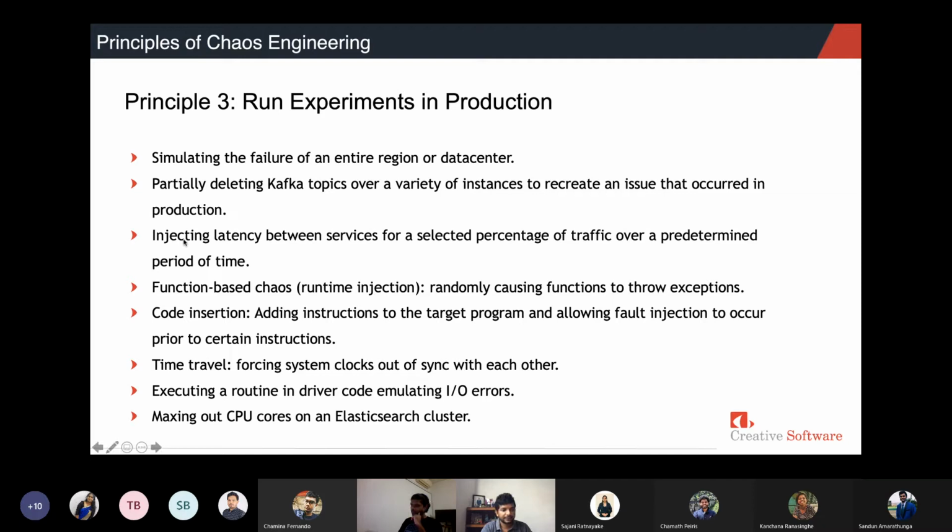And then there are different levels like this. If you look at the end, you can also do time traveling. For example, you force the systems' clocks to be out of sync with each other. Just imagine if your system is using the system's timestamp, the clock of the system. What will happen if it goes out of sync? And you can simulate IO failures, and you can max out the CPU cores of your pods. Things like this could happen.